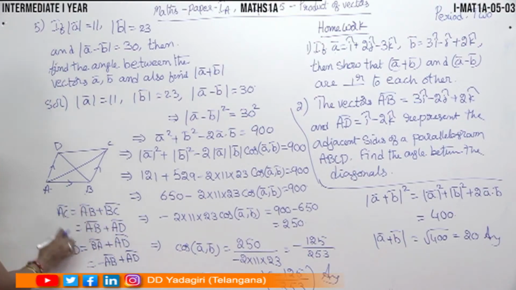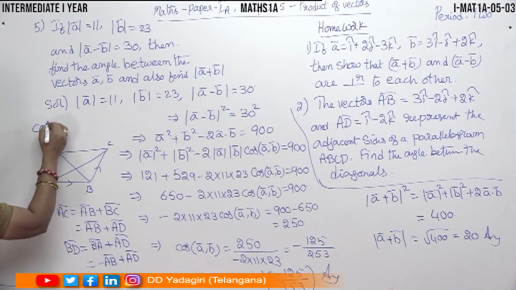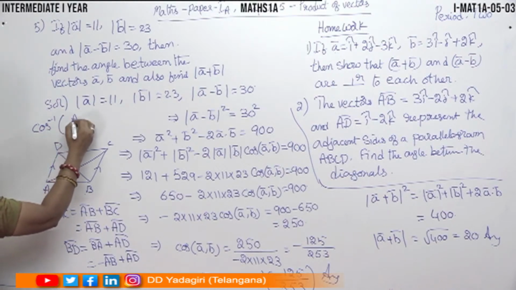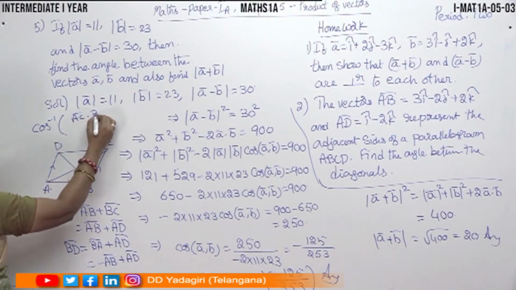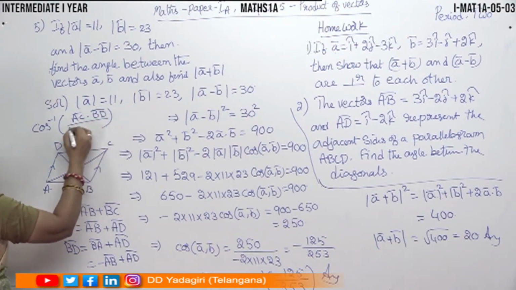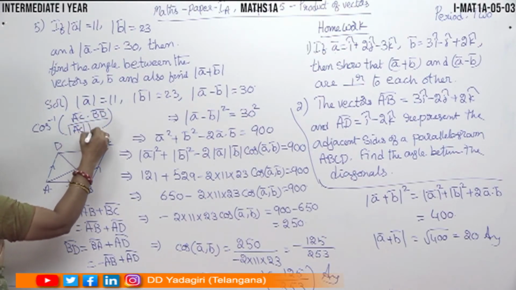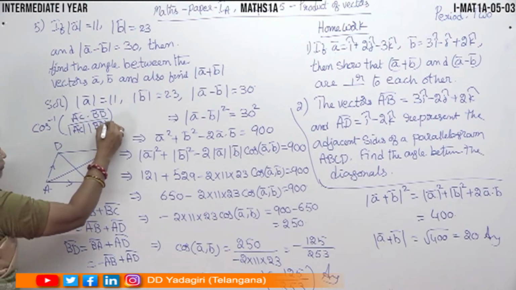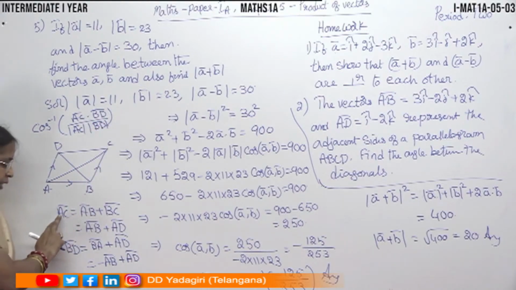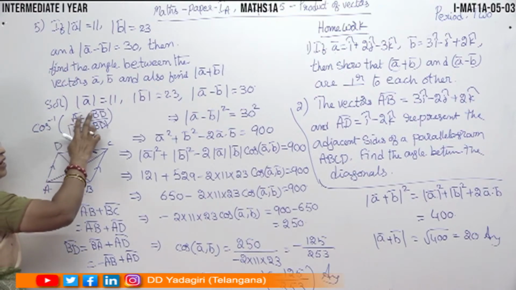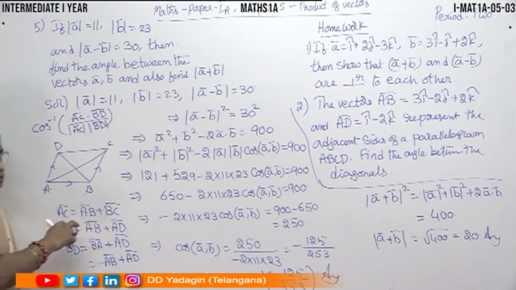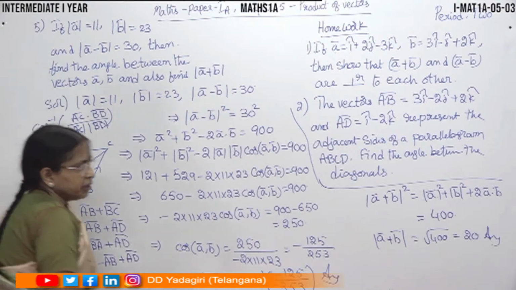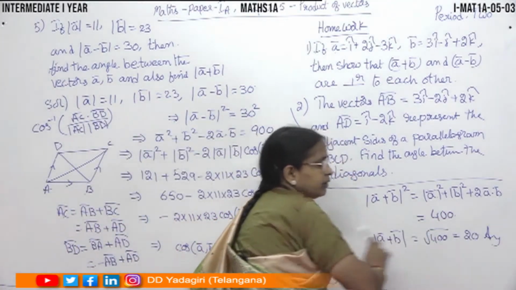Next, the angle between AC and BD is given by cos inverse of AC dot BD by mod AC into mod BD. You know the formula. Angle between two vectors A and B is given by cos inverse of A dot B by mod A mod B. So like this you can try this problem. Please simplify, you will get the answer.